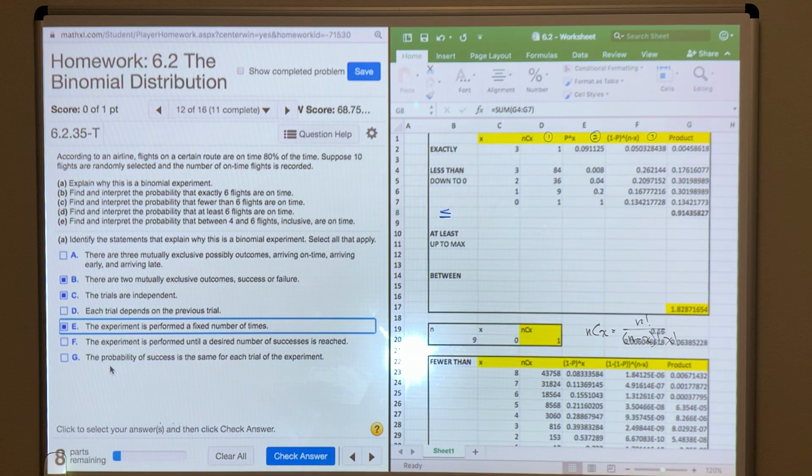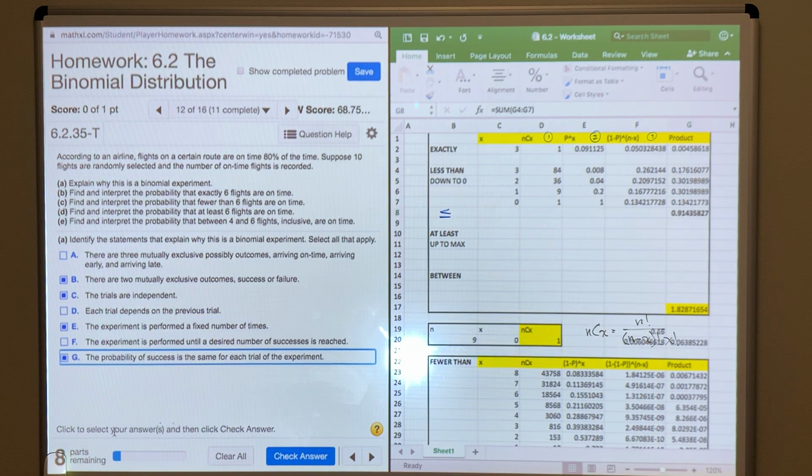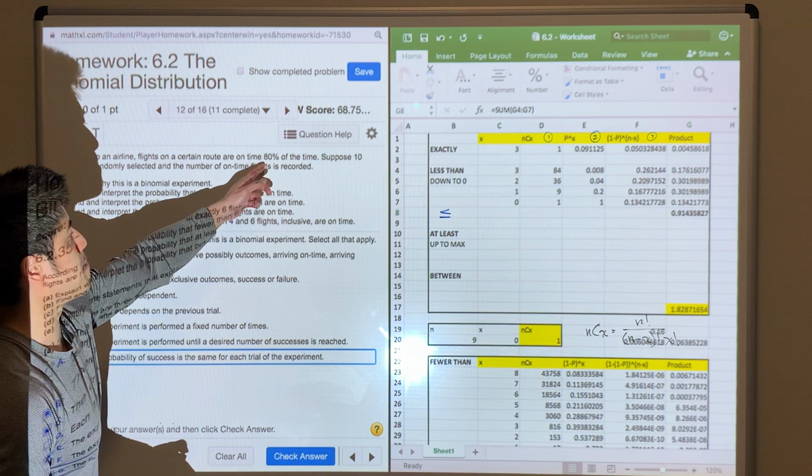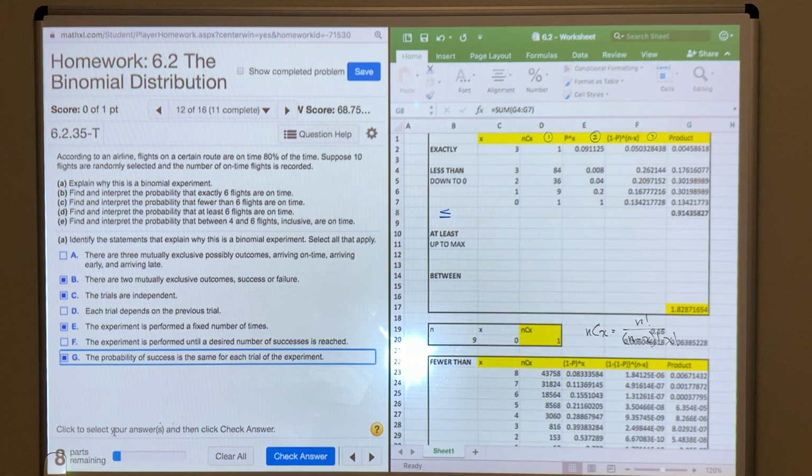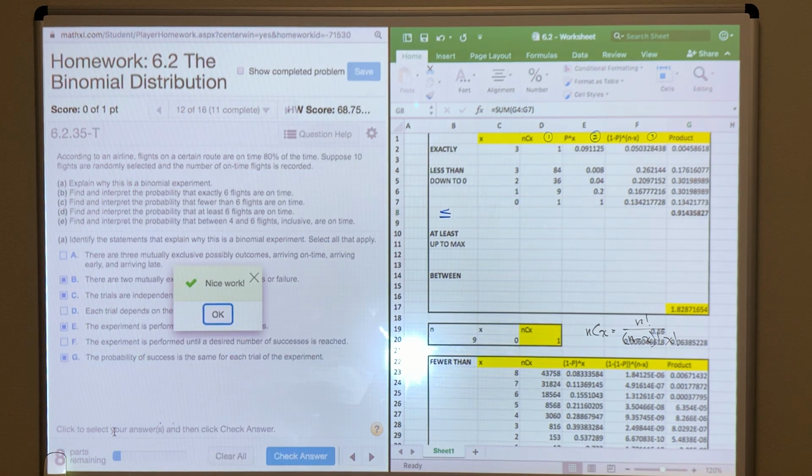G, the probability of success is the same for each trial. Yes. What is the probability of success that's the same for me? 80%, 0.8. Those are the 4 reasons, or 4 criteria or qualifying standards, to make something a binomial experiment. Okay, so there it is.